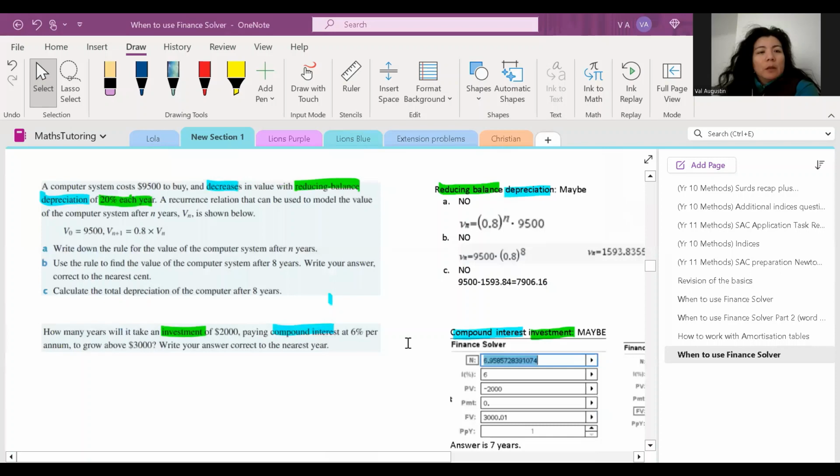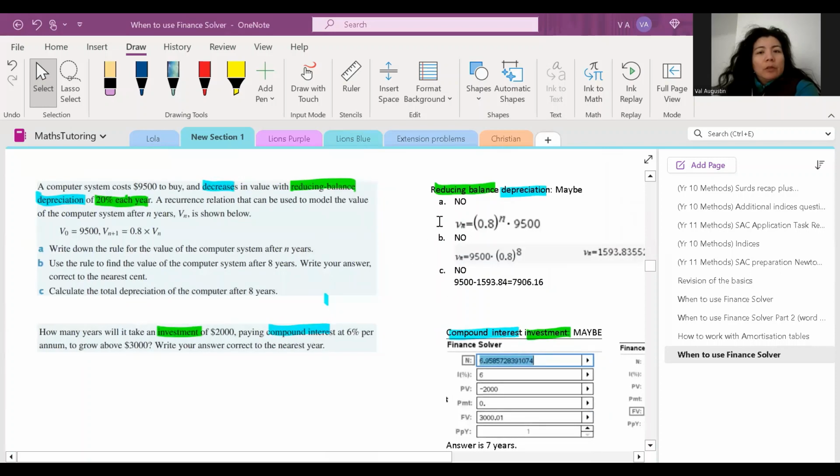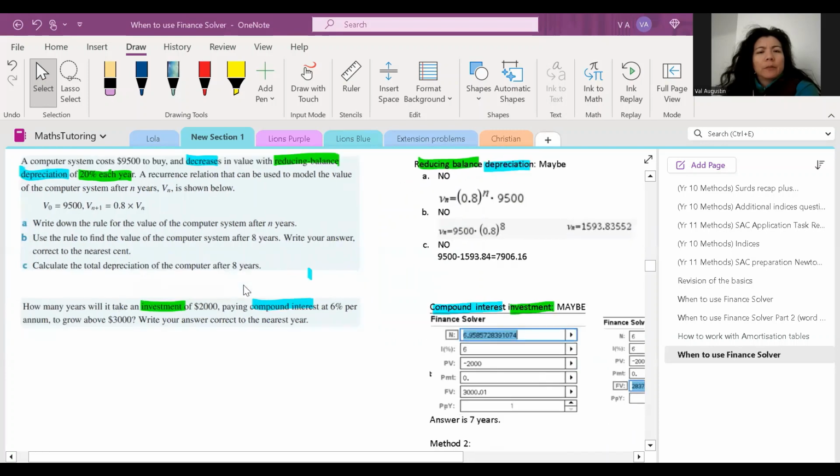Okay. With this one, reducing balance depreciation, again, the rule is given. And for part A, definitely don't do it because it's asking you for the rule. Part B is asking you to use the rule. Part C is where you're using the answer from part B. So I wouldn't use Finance Solver either.